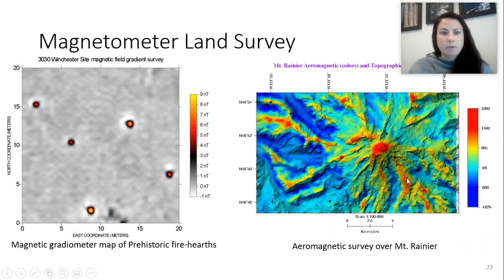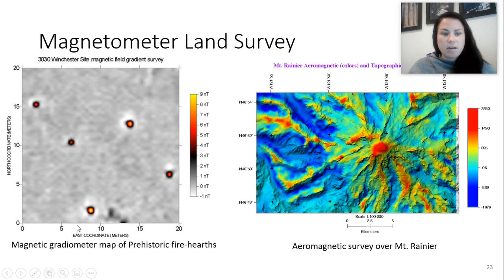So here's an example of a magnetometer land survey. We can see how Mount Rainier, these would show where those volcanic eruptions took place, and they have a different magnetic characteristic than the surrounding rocks. We can also use this for archaeological aspects here.